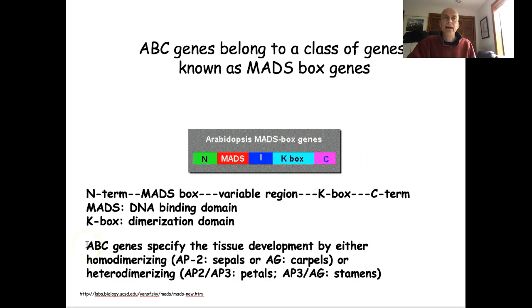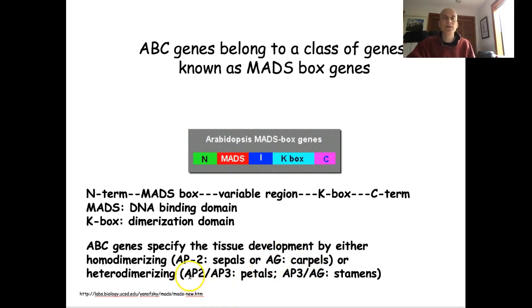So again, the ABC genes specify the tissue development by either homodimerizing or heterodimerizing, and that is where this K box comes in, so that they can bind to each other. So an AP2 gene can homodimerize and produce sepals, or an A protein, of course. Agamous protein will produce carpels when it's homodimerizing, meaning two agamous proteins.